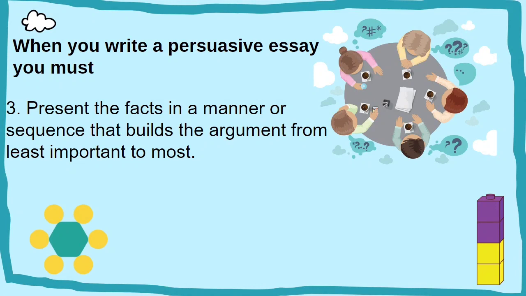Number three, present the facts in a manner or sequence that builds the argument from least important to most. The presentation of facts for the argument should follow the same organization presented when clarifying the important points. The first issue stated in the thesis should be the first topic approached in the persuasion or argument section of the paper, and they should always build to your most important point.